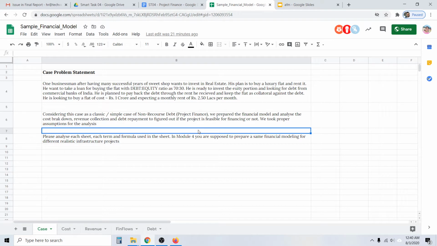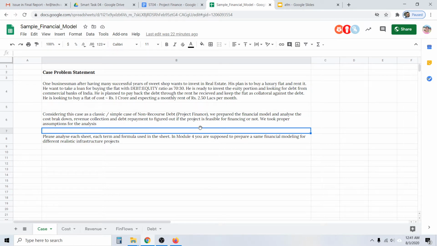Now let me explain step by step: whatever case you get, maybe the case you get to prepare the financial model is different from any case here. So in that case, what are you supposed to do? And how much is it dependent upon the case? That is also a very big question.